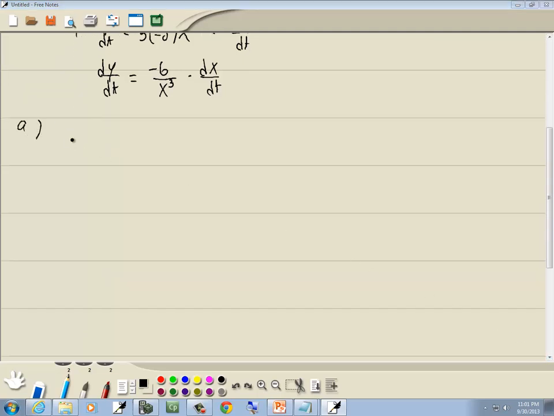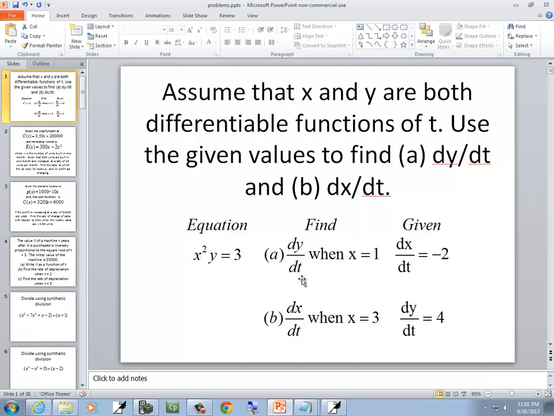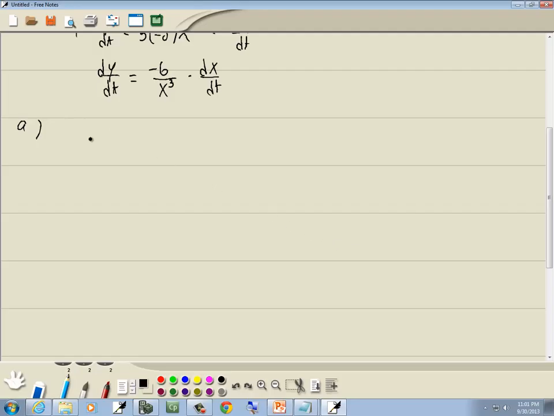Part A. We want to find dy/dt when x is 1. So we want to plug in 1 for the x. So we got 1 to the third.